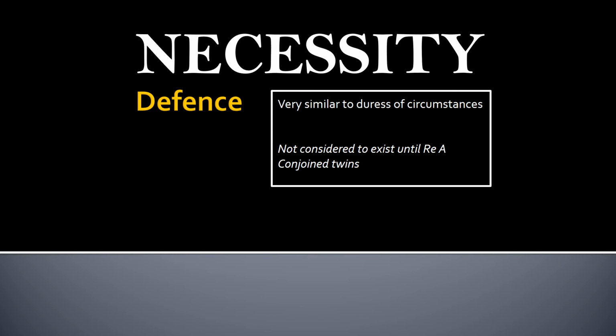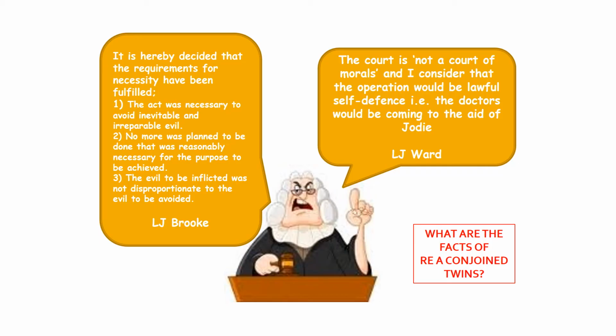It wasn't actually considered to exist until the case of Re A, conjoined twins. In other words, not that it hadn't been raised, but it hadn't really been successful. And hopefully you remember the conjoined twins case and the facts. They were two twins born in the early 2000s, conjoined, Mary and Jodie. Jodie had all the organs to live a functioning life, and Mary didn't, and was effectively sucking the life out of Jodie. So the doctors applied to the courts for a declaration that they could separate the twins with an operation, and therefore allow Jodie to live. But unfortunately, as a result, Mary would not survive.